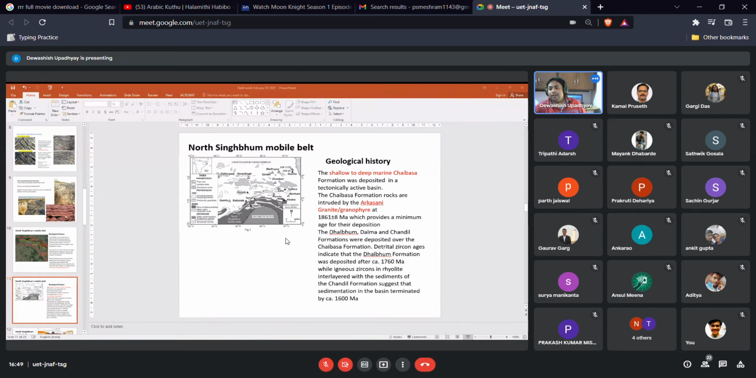In fact, sedimentation in the basin ended or terminated by about 1600 Ma. So you had a long history of volcanism and sedimentation stretching roughly from about 2.7 Ga to about 1.6 Ga. So this is broadly, in a nutshell, the geological history of the North Singhbhum Mobile Belt.